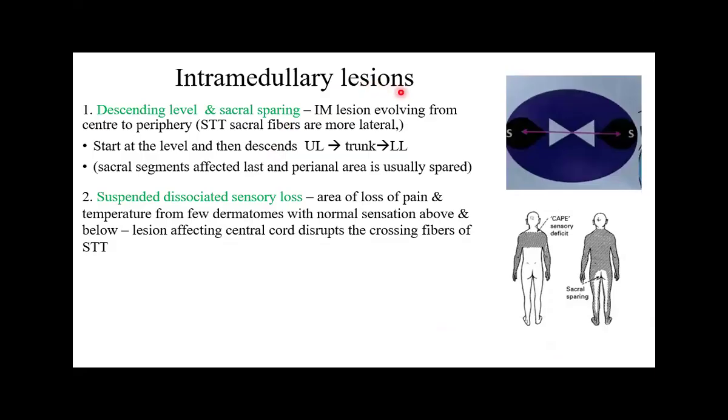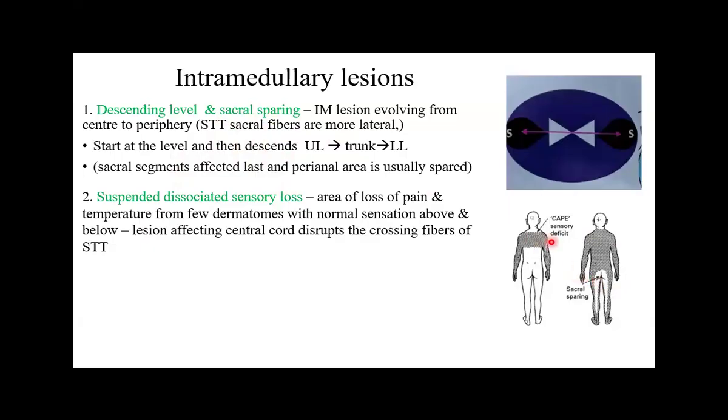So if we see intramedullary lesion, they will have a descending level, and the trunk, then lower limb will be involved in a sequential manner. And in the spinothalamic tract, as the sacral fibers are placed more laterally, the sacral segments are affected last and the perianal area is usually spared. So sacral sparing will be seen.